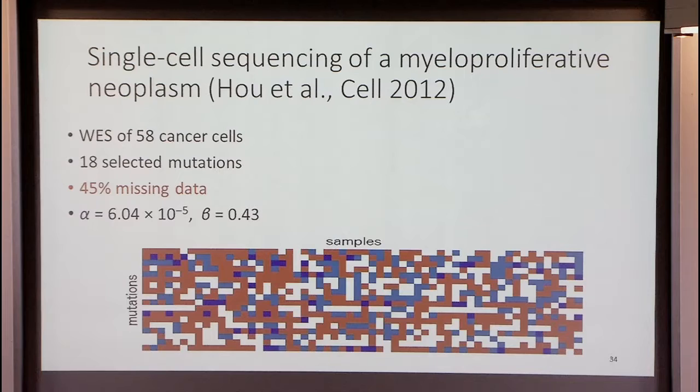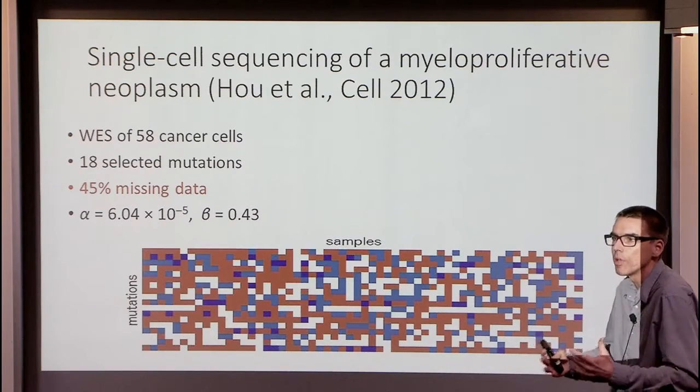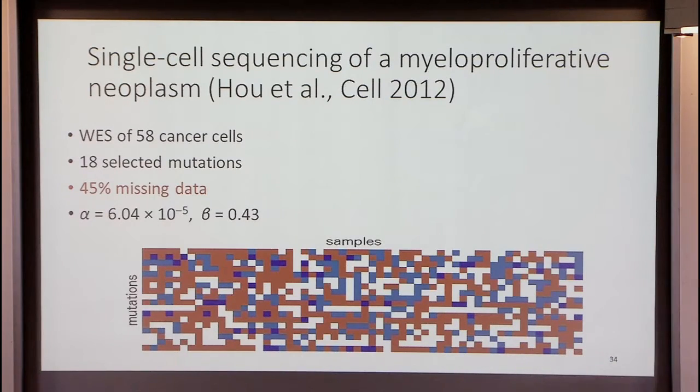So again, you cannot treat these data with a standard phylogeny approach where you just assume the data is complete and correct. We are far from that situation. This is the data matrix. Again, the samples are the columns and the mutations are the rows. And all the brown spots here are the missing data. So there's really a large fraction of missing data.